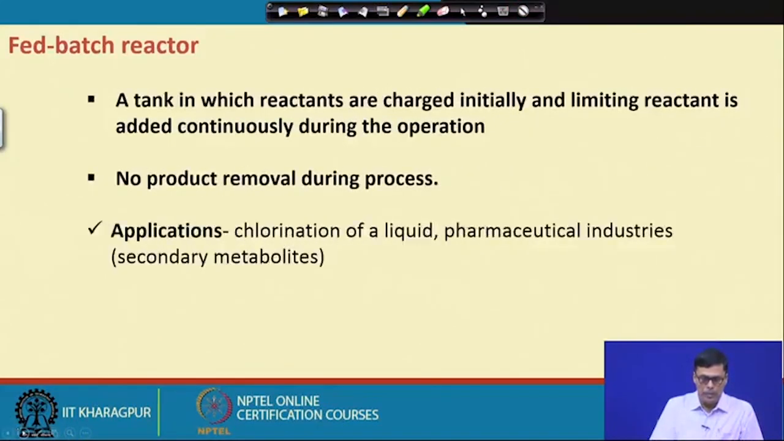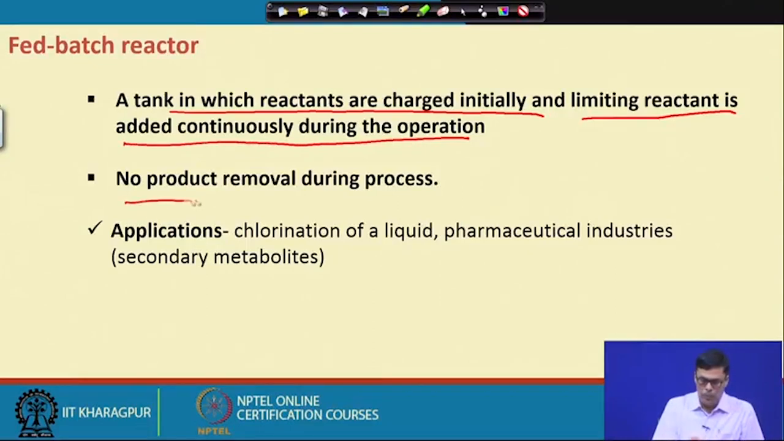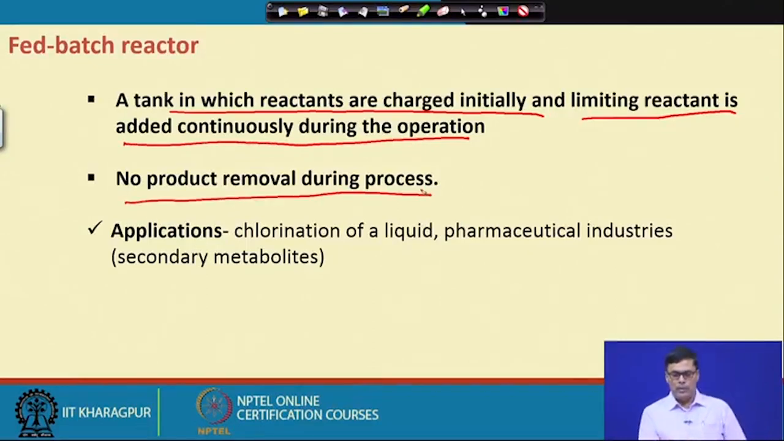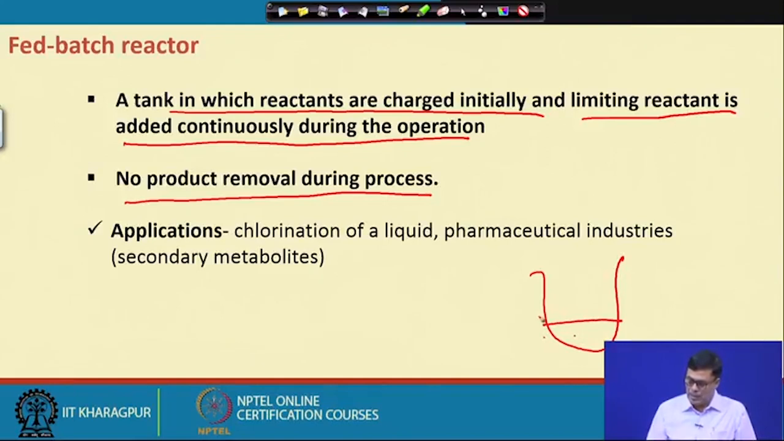Now, let me talk about the fed batch reactor. A fed batch reactor is a tank in which the reactants are charged initially, and the limiting reactant is added continuously during the operation, with no product removal during the process. So, I told you that in this reactor we start with a small volume, then slowly we feed the liquid like this, until we reach the final volume. When the final volume is reached, then let the reaction take place. After the reaction, you take the material out. But during feeding, you are not taking out any product from the reactor.